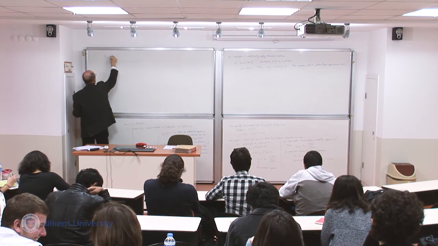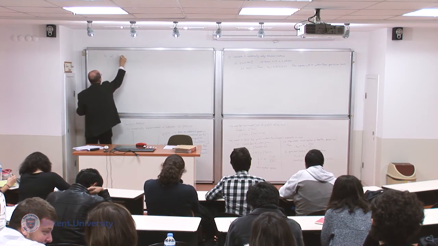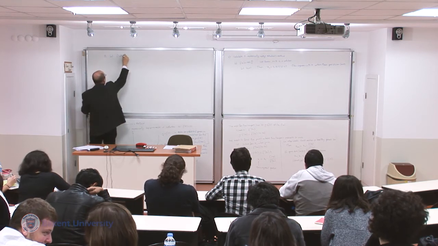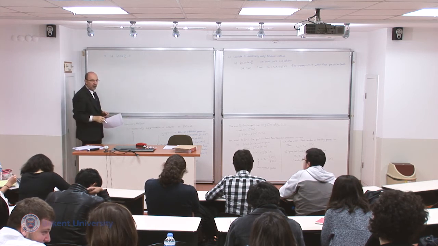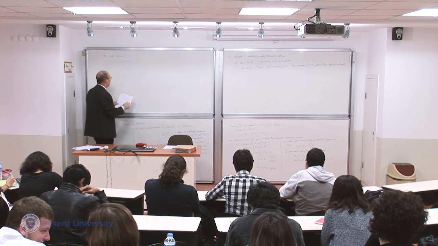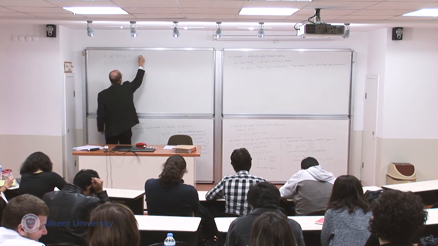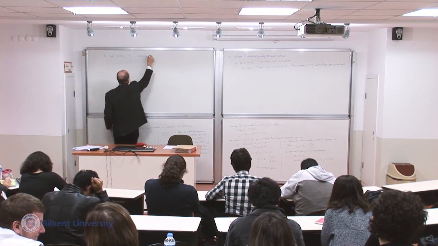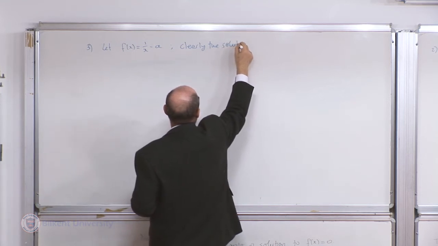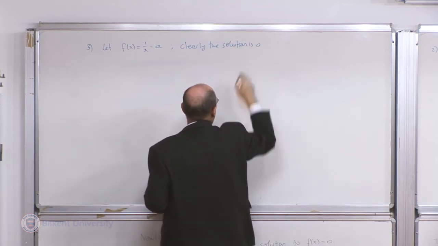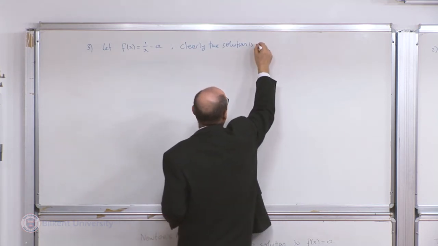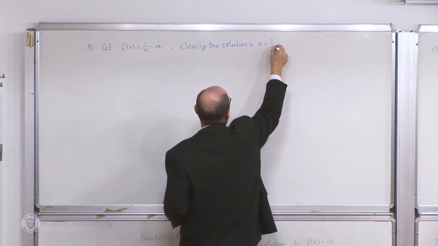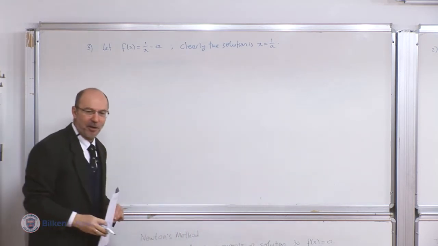Okay, so let f of x equals 1 over x minus a. So you choose a number, a. Okay, so clearly the solution is x equals 1 over a. Okay, so this is just a game.